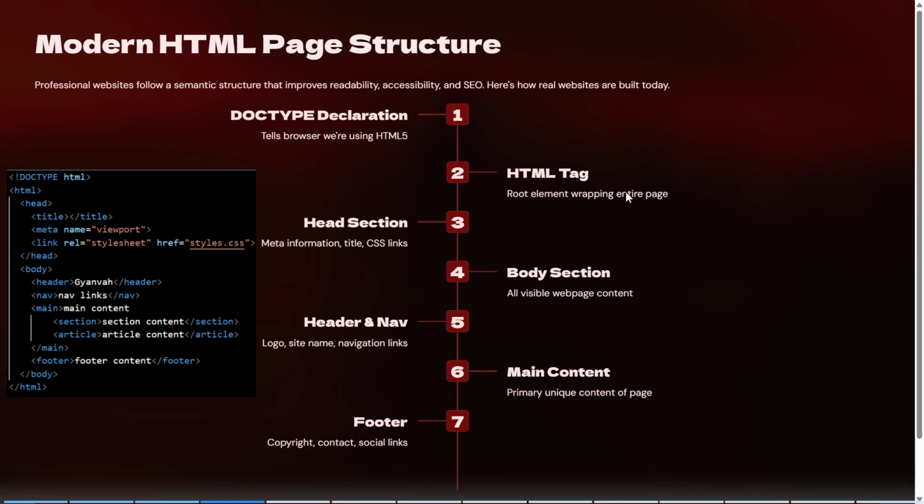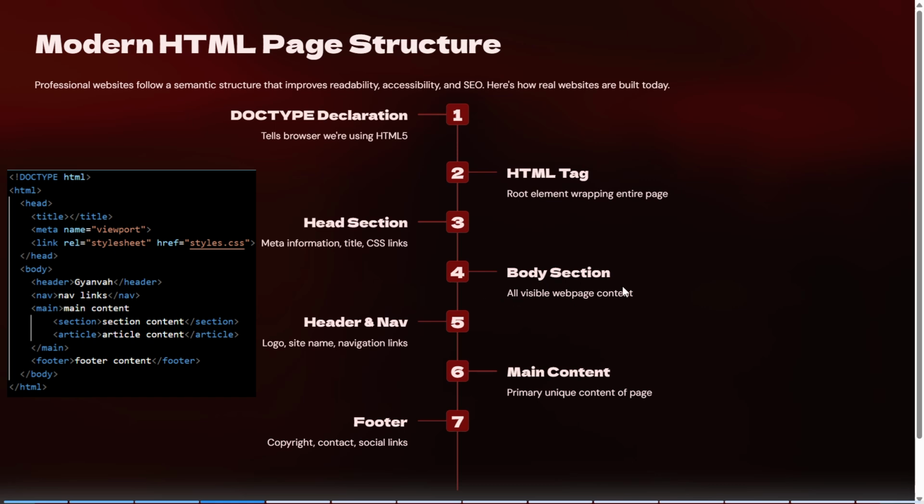Inside the HTML tag, the first section we define is the head. The head section contains information about the page, not content users see. This includes the page title, meta tags, viewport settings for responsiveness, and links to CSS files or scripts. After the head, we move to the body section. This is where the actual web page structure begins.